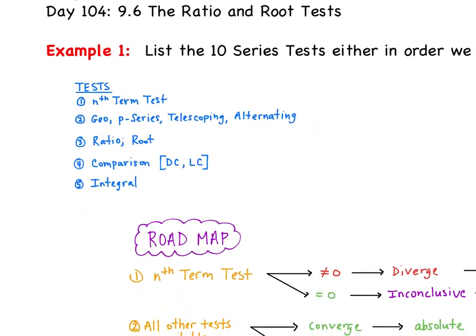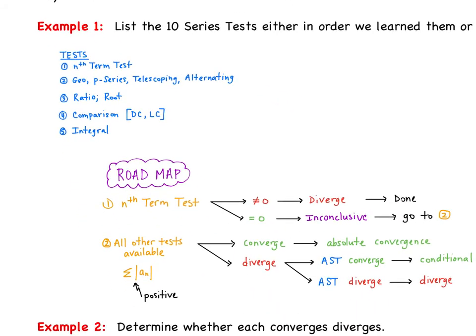The other thing that we've already talked about is this roadmap. So again, it's just another place to have this roadmap listed. Remember, we say nth term test first. If it doesn't equal 0, we diverge, we're done. If it equals 0, then we're inconclusive and we have to go to all the other tests that are available. So that's 2 through 5 here.